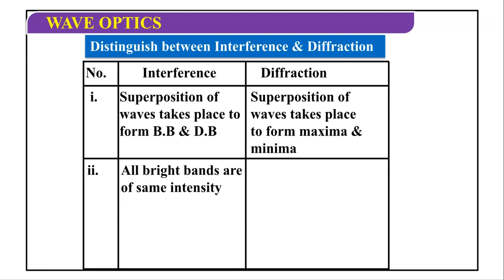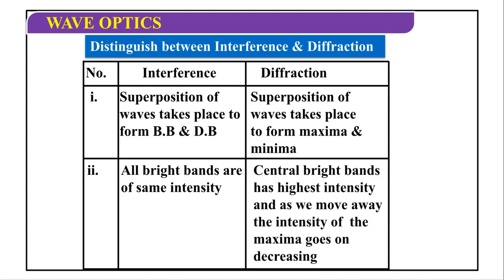In interference, all bright bands have the same intensity. But whenever we are talking about the diffraction pattern, the intensity ratios change. We get maxima and minima, and the amplitude will sometimes be less and sometimes high, so they are not all the same. The central bright band has the highest intensity, and moving away, the intensity of the maxima decreases.